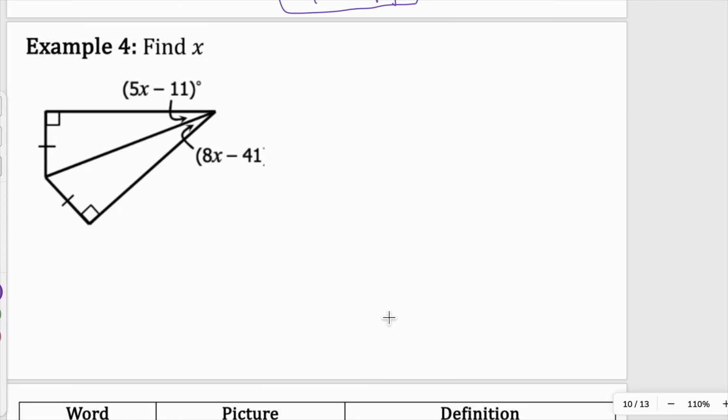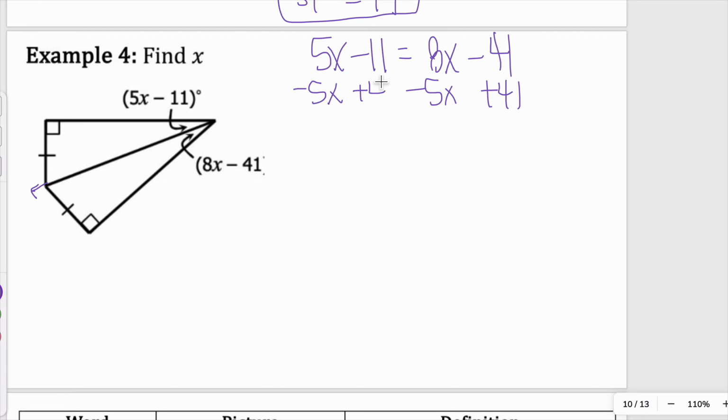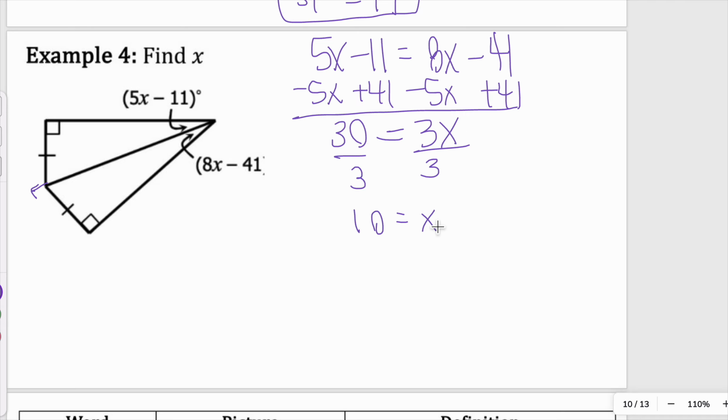Okay, see if you can try this one on your own, and then when you're ready to check it, click play. So this one is going to be using the angle bisector theorem. It's stating I'm seeing perpendicular relationship from one point to the next, touching that bisector. So because these are equal, then that means these two angles are equal. So 5x minus 11 is equal to 8x minus 41. And then we solve for x. I'm going to subtract 5x from both sides. That's my smaller variable. Add 41 to both sides. I'm going to end up getting 3x is equal to 30. So when I divide both sides by 3, 10 is equal to x.